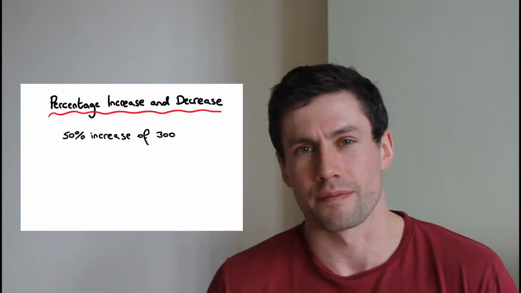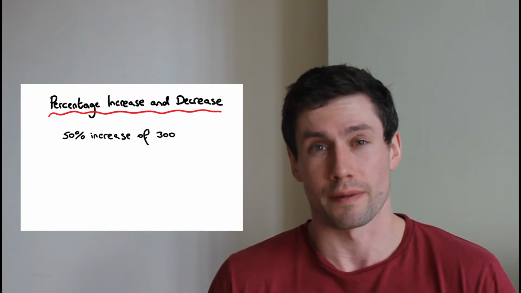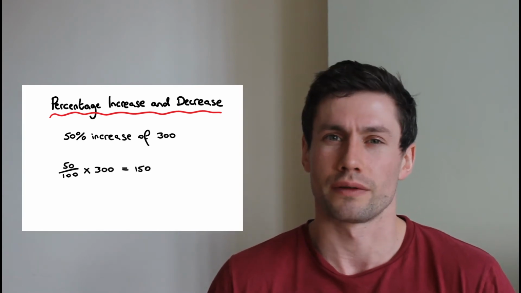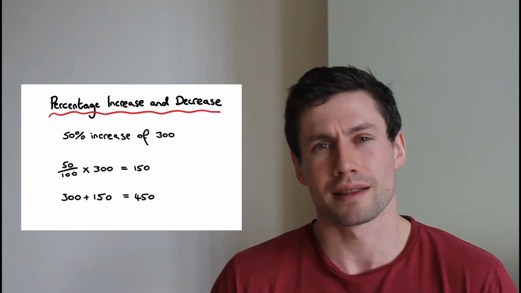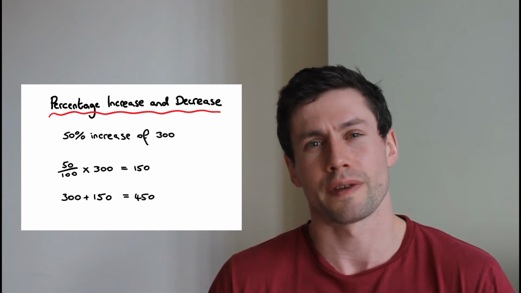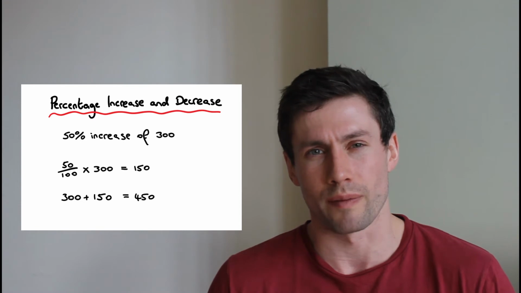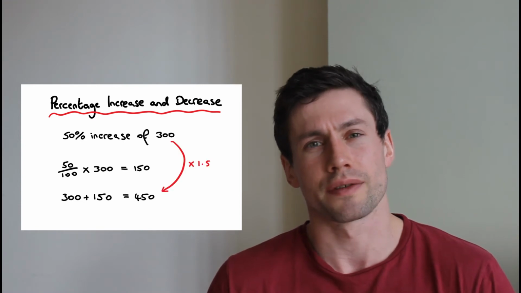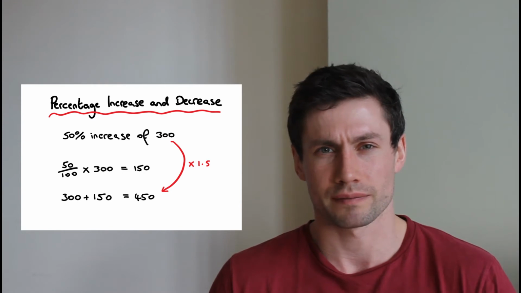Let's look at an example. Say we wanted to increase 300 by 50%. First of all, we might work out 50% of 300, which is 50 over 100, times 300, which is 150. We would then add this on to the original amount of 300 and get an answer of 450. But it would have been quicker to just use the factor of 1.5, multiplying 300 by 1.5 and getting our answer of 450. This also works with percentage decrease.